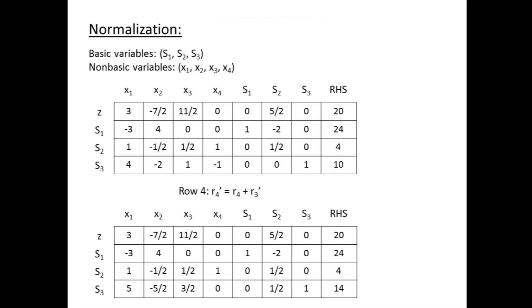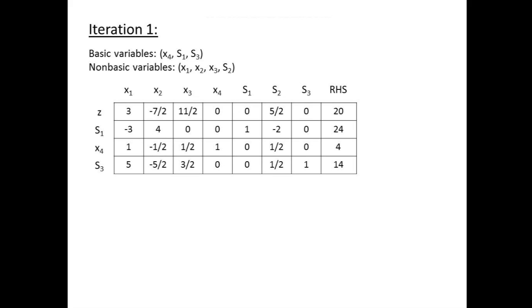After normalizing our values in the pivot column, we arrive at iteration 1. Thus, for the next iteration, our basic variables are x₄, s₁, and s₃, while our non-basic variables are x₁, x₂, x₃, and s₂. We arrive at the tableau for the next iteration by swapping the pivot row variable s₂ for the pivot column variable x₄. Gauss-Jordan row operations are used to normalize the tableau such that the pivot element has an entry of 1, while the other entries in the pivot column are 0. This is the tableau for iteration 1.